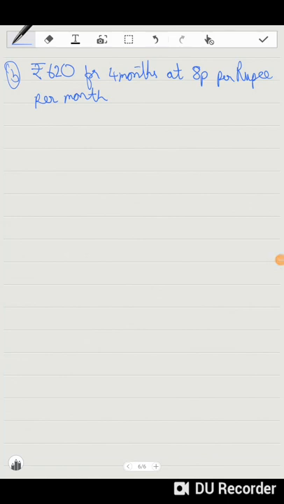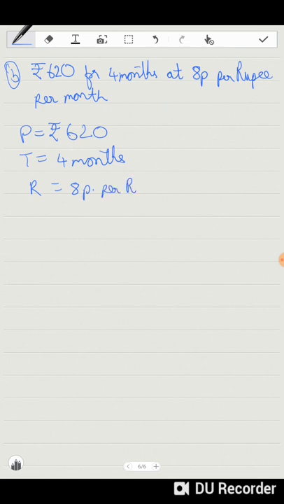In this sum, if you notice something, two things are different. Principal though is very simple, 620 rupees. Time has been given in months, 4 months. And rate is very different. 8 paise per rupee per month.